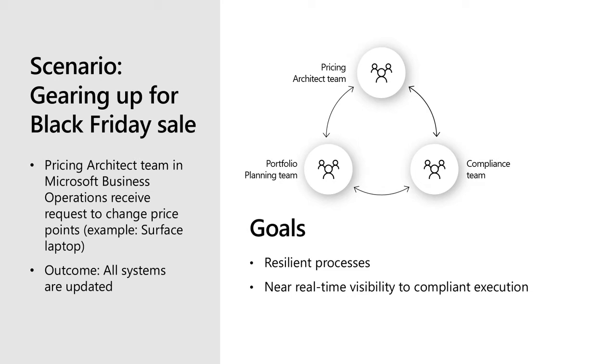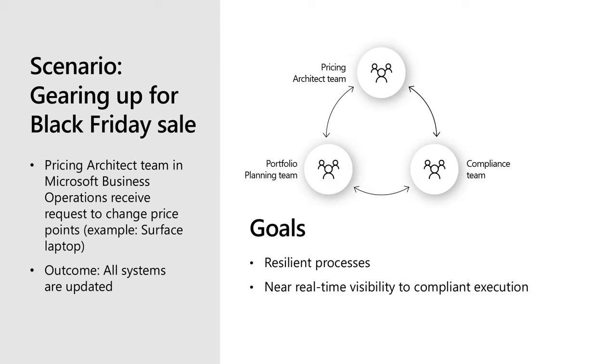So we have got multiple teams within MBO. In this scenario, I'll walk you through how these three teams are actually working together and how Event Grid is actually solving their problems. So we have got a pricing architect team. What they do is they receive a lot of requests from business groups, and then they review the requests. They'll ensure that we have got the needed details. Once a request is completely reviewed, they'll approve it, and then they'll pass on the request to portfolio planning team.